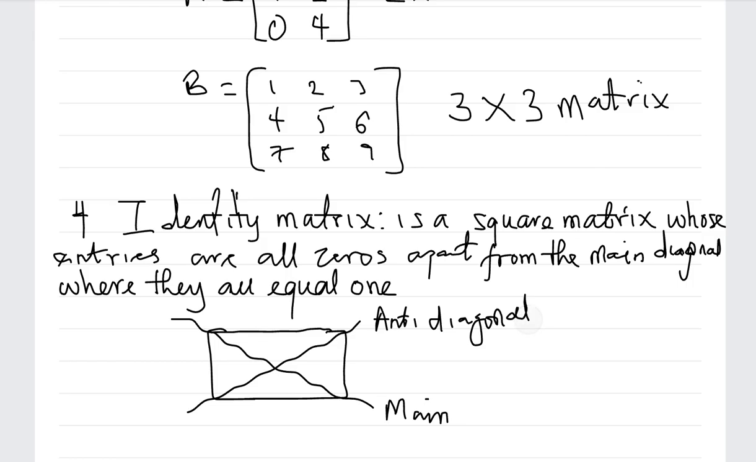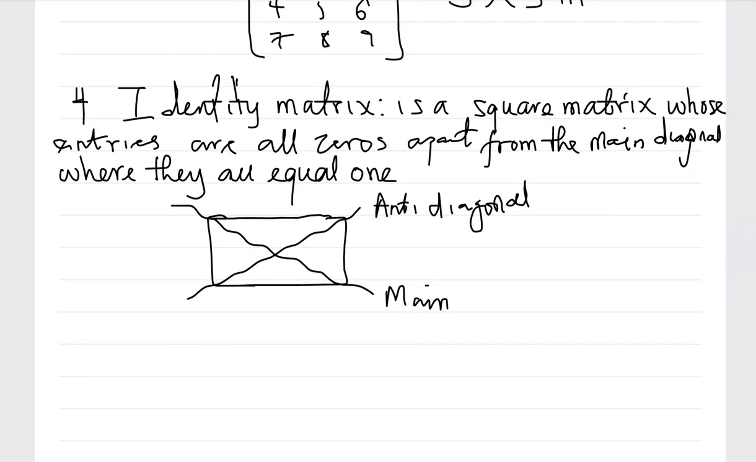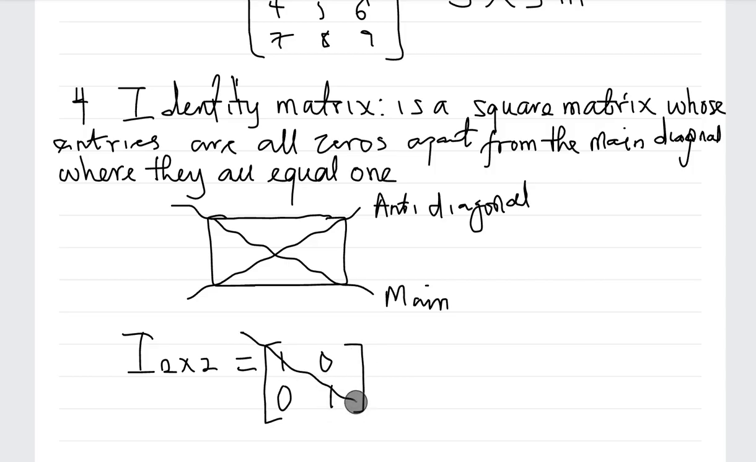So we don't really work with this anti-diagonal. We are working with the main diagonal. If you look at the definition of an identity matrix, and I want to write the identity matrix of 2 by 2, identity is denoted by the capital letter I. So the identity matrix of 2 by 2 will be 1 0 0 1. Can you see that everything here is 0 except the leading diagonal? So that is what we are saying.